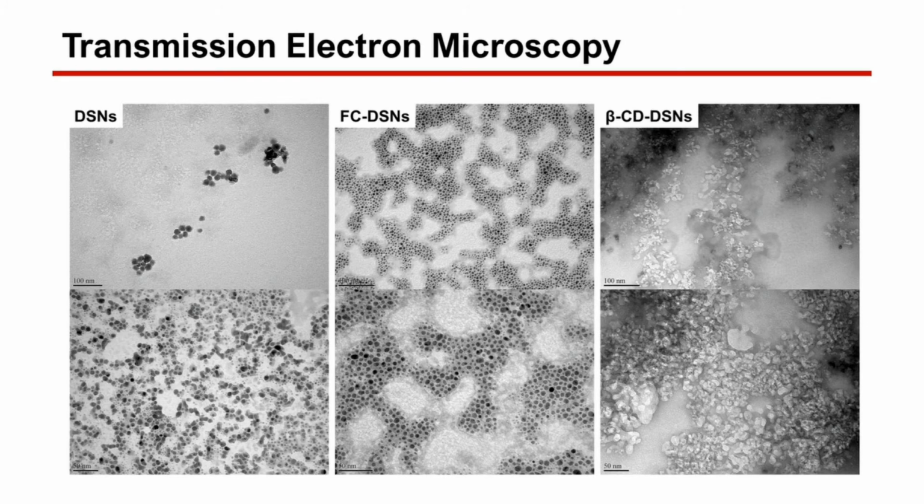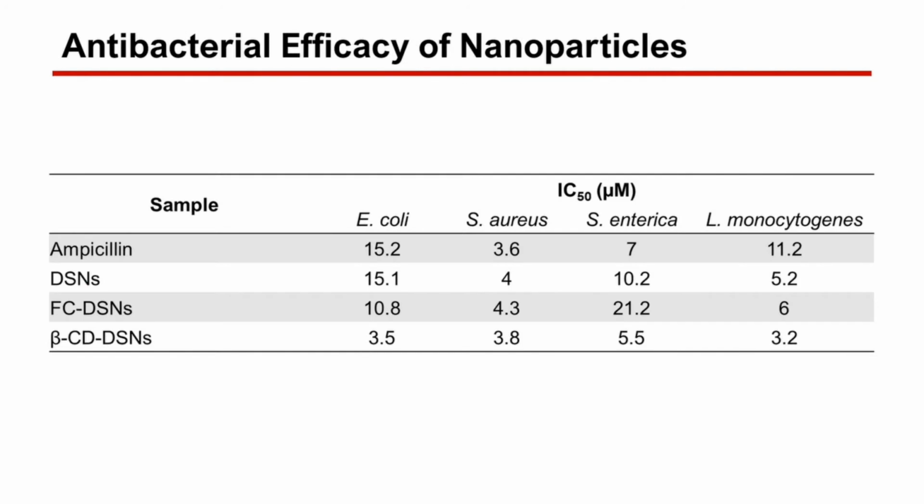Transmission electron microscopy, or TEM, was used to observe these nanoparticles, and it was found that the DSNs were compact, having a size of around 15 nanometers. The antibacterial efficacy of these nanoparticles was studied against a range of gram-negative and gram-positive bacteria, and it was found that the beta-CD DSNs were the most effective, having the lowest IC50, lower even than that of ampicillin.